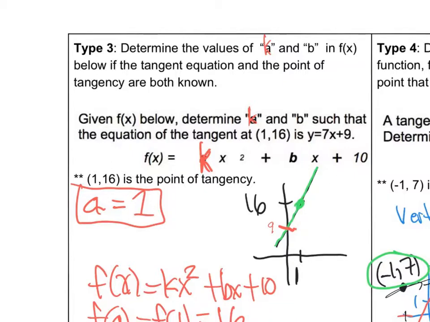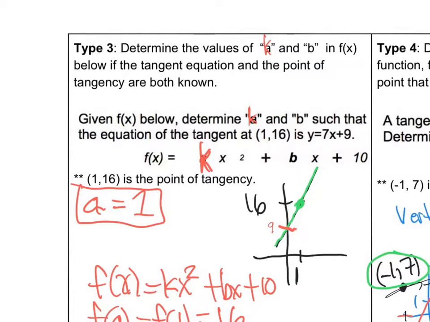In type 3, we have this type of situation. We have an equation of a parabola, kx squared plus bx plus 10. In other words, we don't know the value in front of x squared, and we don't know the value in front of x. We call them k and b. Normally we would call them a and b, ax squared plus bx plus c, but in this type of problem, the a value refers to the x value where the tangent is located, so we have to make it k. Anyway, we have k and b that we're trying to figure out.